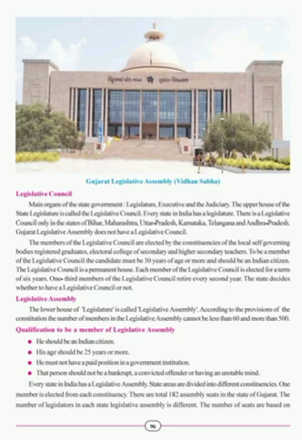Legislative Assembly. The lower house of legislature is called Legislative Assembly. According to the provisions of the Constitution, the number of members in the Legislative Assembly cannot be less than 60 and more than 500. Students, Legislative Assembly is the lower house of legislature, and the number of members is minimum 60 and maximum 500. That means the number of members should not be less than 60 and more than 500.